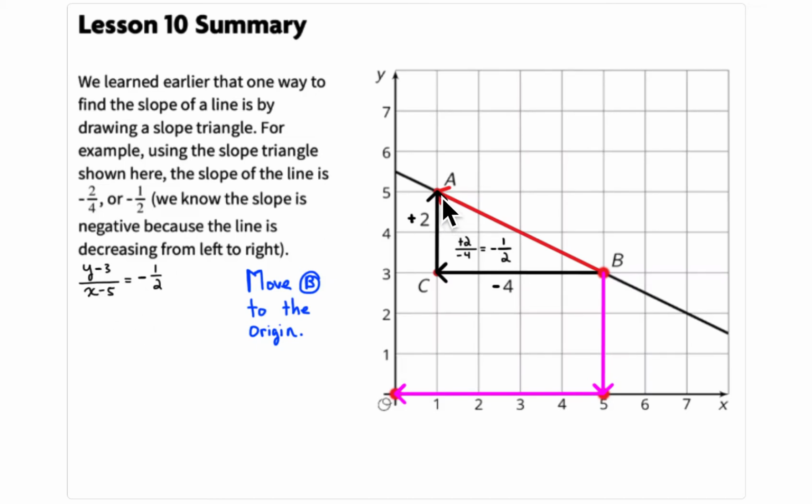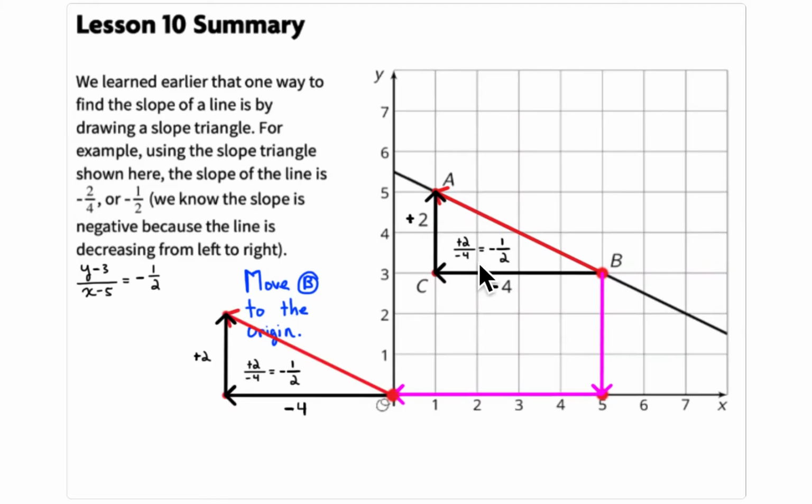So we started out with y minus these 3 units. So that slides this slope triangle down to here. And now we're going to take this x value and subtract 5 units. So that's going to slide this slope triangle all the way over to here. And that puts this starting point, and that's what I've been focusing on, at the origin. So once you do that, that tells you that this length in the horizontal direction is -4 units, and this length in the vertical direction is +2 units.